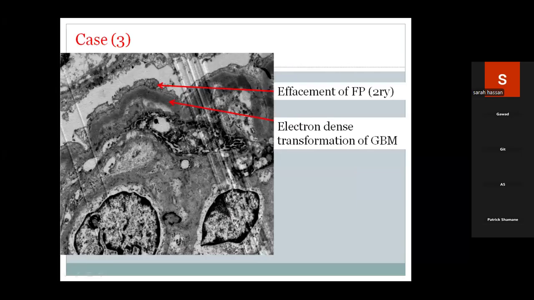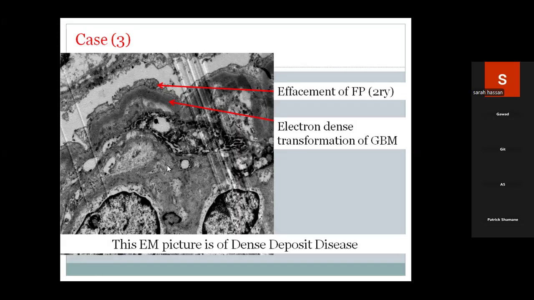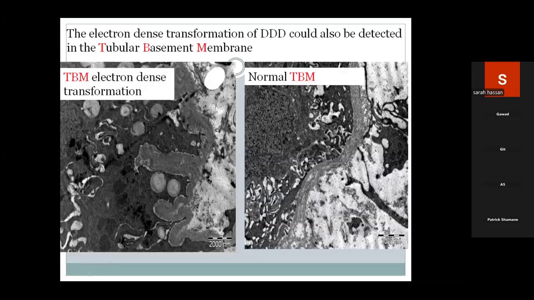So that's a picture of dense deposit disease. Another classic picture of dense deposit disease with electron dense transformation of the glomerular basement membrane. This transformation could occur also along the tubular basement membrane. That's the normal tubular basement membrane, and that's the transformed tubular basement membrane, and it could occur also along the Bowman capsule. So dense deposit disease is not an uncommon disease and mainly presents with hematuria, and C3 deficiency is more common in the pediatric age group.